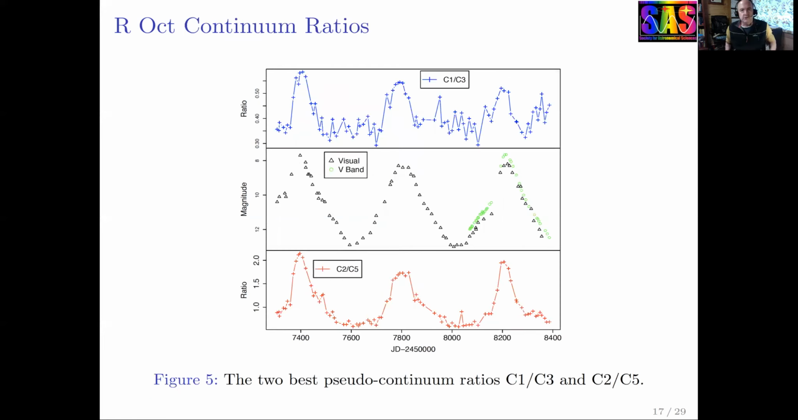So here are some continuum ratios. These are what we consider to be the two best, although the top one, the C1 against C3, certainly has a problem once you get down to magnitude 10, 10 and a half or so. But above that, it does seem to be doing quite a good job. So here's your light curve there, and this again has both visual and V-band photometric data in it. But this was a good one down here.